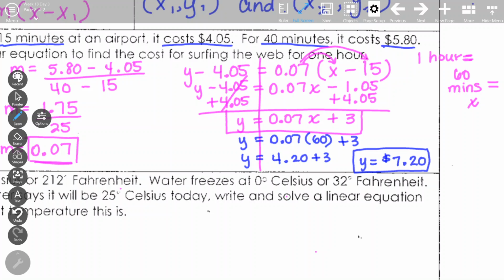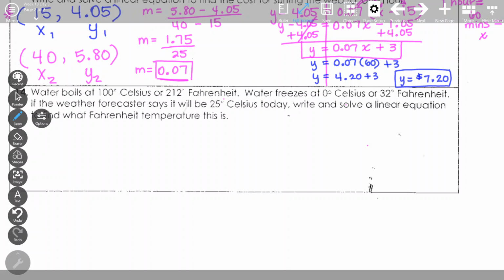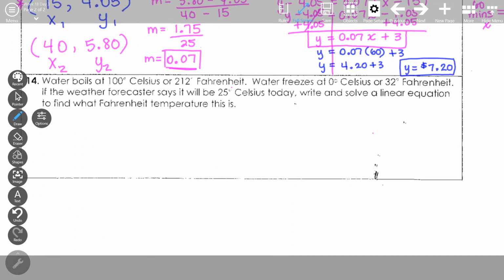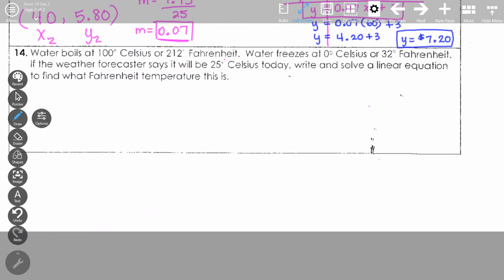All right, let's look at number 14. Water boils at 100 degrees Celsius or 212 Fahrenheit. Water freezes at 0 degrees Celsius or 32 degrees Fahrenheit. If the weather forecaster says it will be 25 degrees Celsius today, write and solve a linear equation to find what Fahrenheit temperature this is.